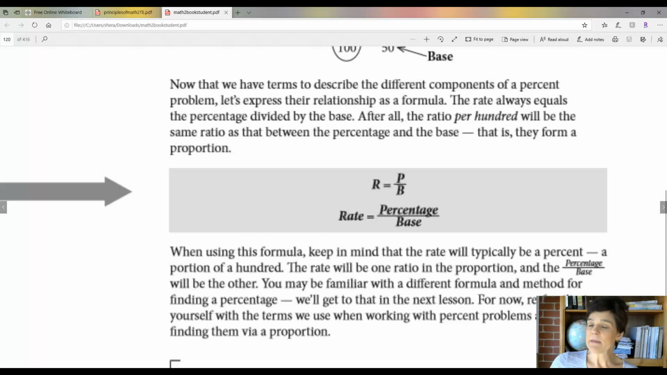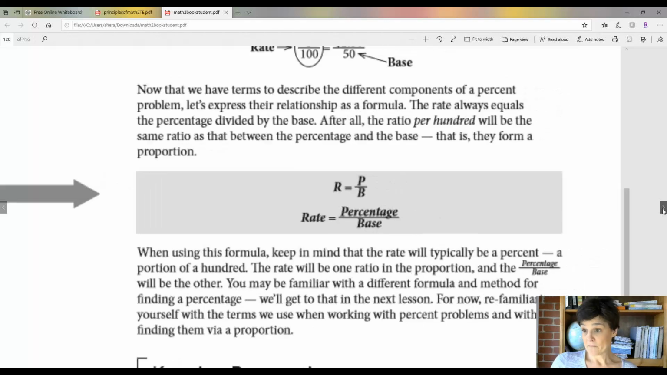When you use this formula, keep in mind that the rate will typically be a percent, a portion of 100. The rate will be one ratio in the proportion, and the percentage over base will be the other. You may be familiar with a different formula and method for finding a percentage, and we'll get to that in the next lesson because there are different ways you can do this. For now, refamiliarize yourself with the terms that we use when working with percent problems and with finding them via proportion.